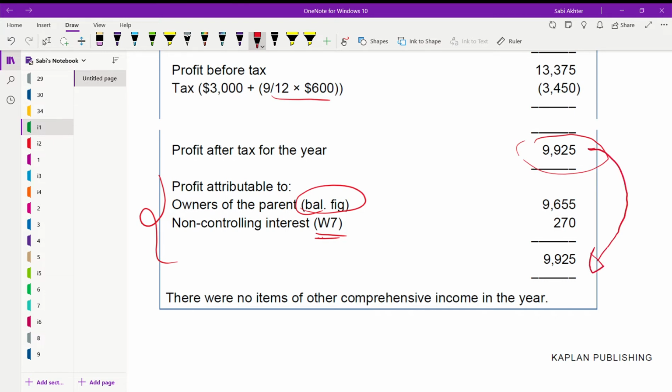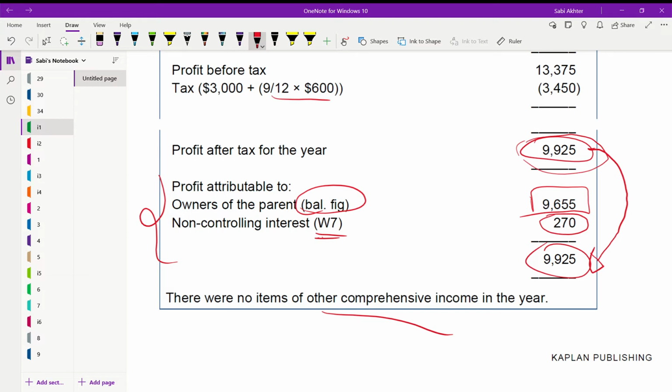Out of this 9925, how much of it goes to NCI, how much of it goes to the parent? NCI it is 270, we calculated in working 7. So the balance is for the parent. And hence this and this needs to balance always. There are no other items of other comprehensive income, but if other comprehensive income is given, that also you have to do same like this for the profit. You have to apportion between the owner and the NCI. Okay. So this is only for the statement of profit and loss. This is how you prepare a consolidated statement of profit and loss.